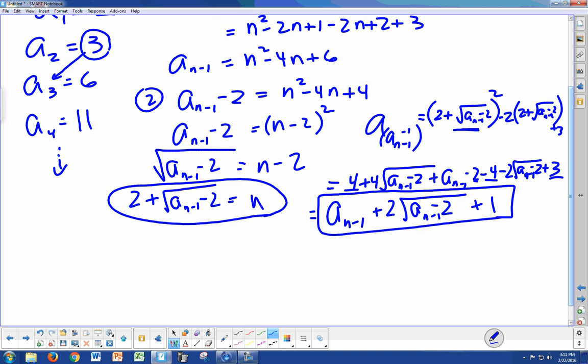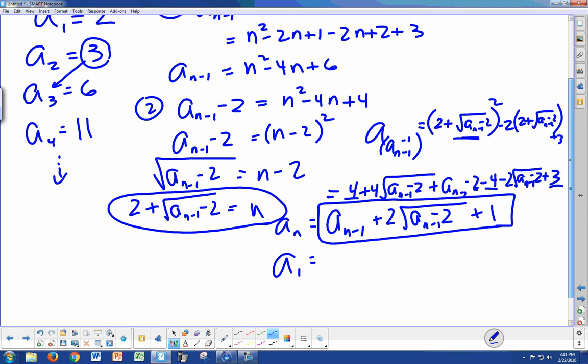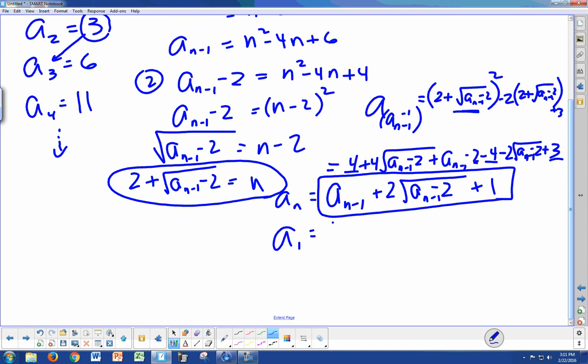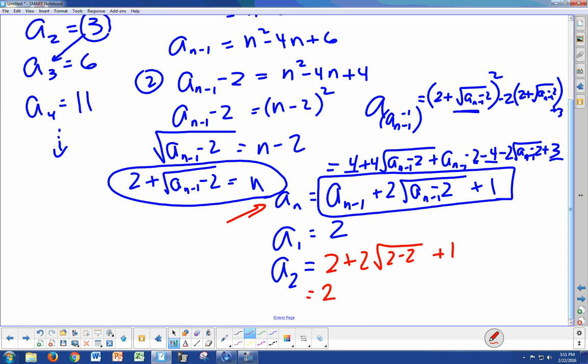And let's test it out. This is going to be a sub n now. So we would then say a sub 1 is equal to, all the way back to the beginning, the number 2. And then the next term, a sub 2, we'll find using my recursive form. That's going to be 2 plus 2 times the square root of 2 minus 2 plus 1. This all comes to 0 plus 1 is 3. So it checks out as the first one.